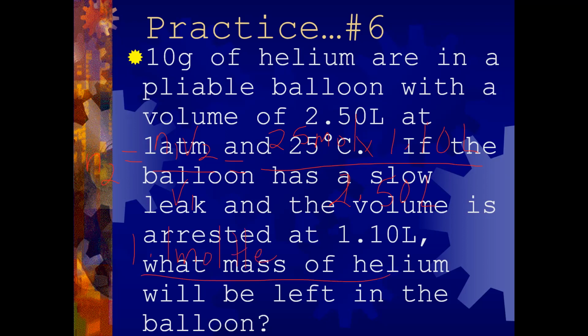You have to now change it. 1 mole of helium is equal to 4 grams, so times 4, it's going to be equal to 4.4. That's your answer, 4.4. Do we want a 0? Yeah, 4.40 grams of helium. That's how much is going to be left.